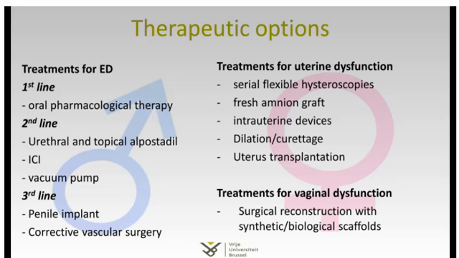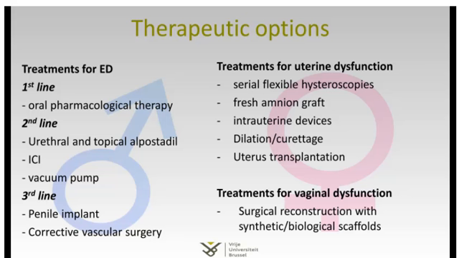There are already therapeutic options, as you for sure know, for both males and females. For example, in the treatment of erectile dysfunction, we have three lines of treatment. We start with oral pharmacological therapy, which is composed of the very famous sildenafil, also named Viagra, which is an inhibitor of phosphodiesterase 5, which promotes the nitric oxide pathway, again increasing the erectile function of the organ.